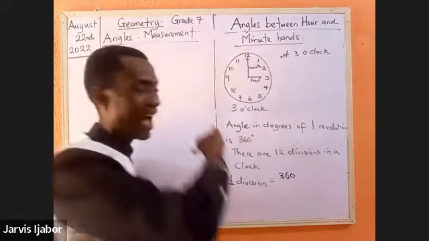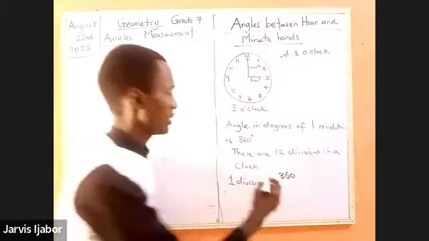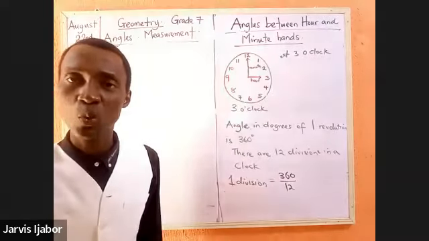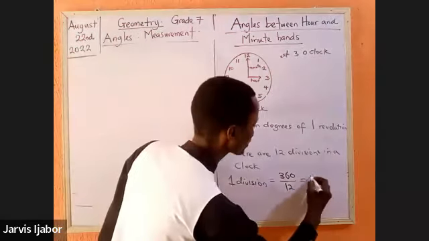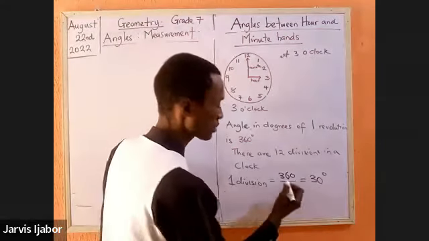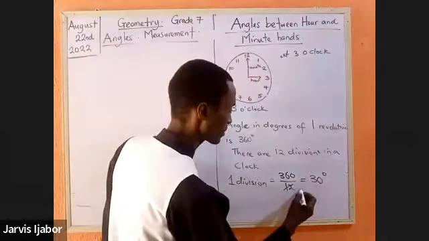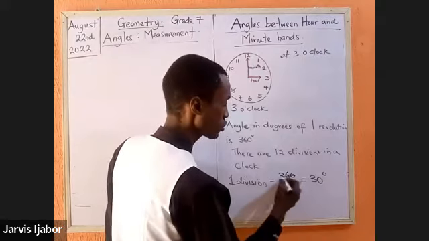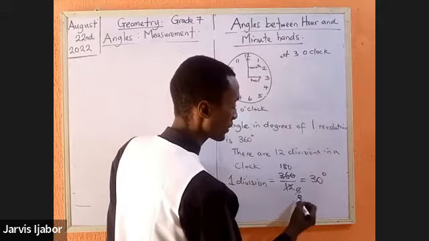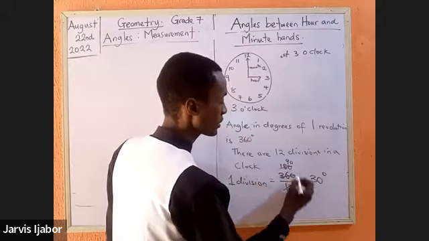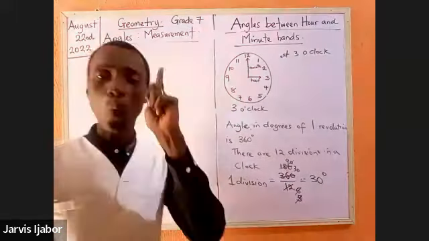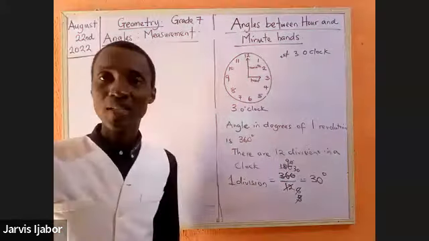It means that one division will be what? 360 degrees, the angle we move round, divided by 12, the number of divisions possible in a clock. And that will simply give me 30 degrees. How do I do that? If I use 2 to cancel, I'll get 6, or 180. Use 2 to cancel, I have 3, and 90. Use 3 to cancel, I have 30. So this is 30 degrees, which means that one division will be 30 degrees.